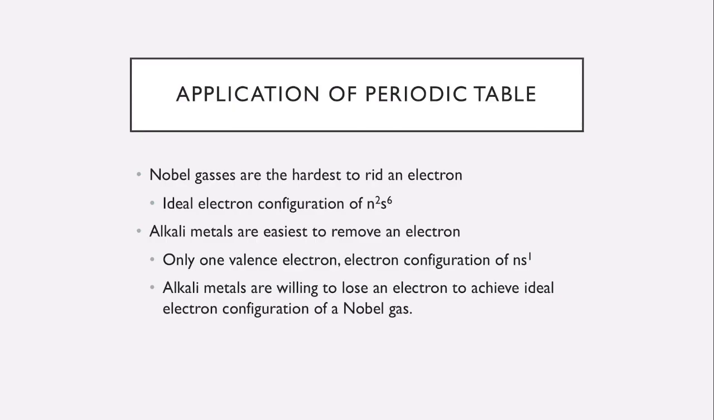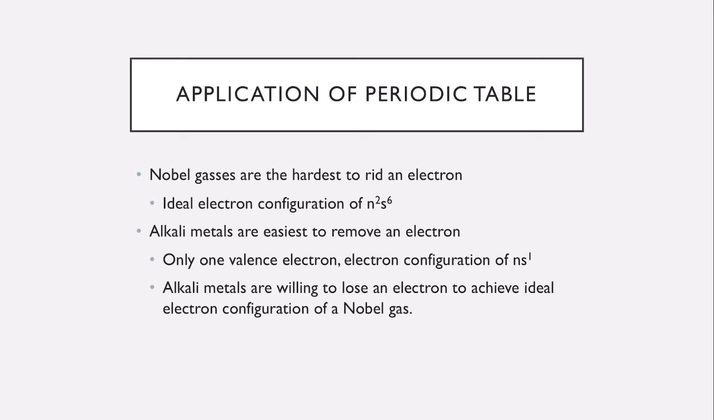From the periodic table, we can see that noble gases are the hardest to rid of an electron, and alkali metals are the easiest to remove an electron. This is because noble gases, with the exception of helium, which only has 2 electrons in its valence shell, in their lowest state have the maximum number of electrons in their valence shell that is permitted. Noble gases have an ideal electron configuration of ns2np6, making them very stable, and alteration is difficult. Alkali metals, on the other hand, have one valence electron in their outer shell, an electron configuration of ns1.